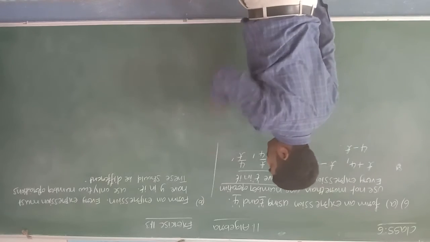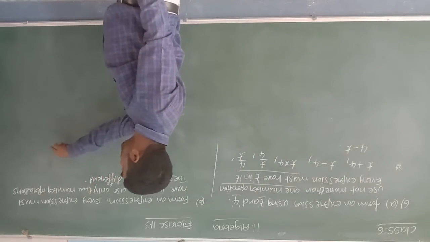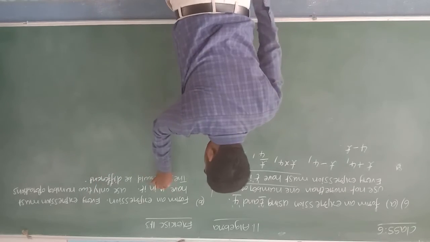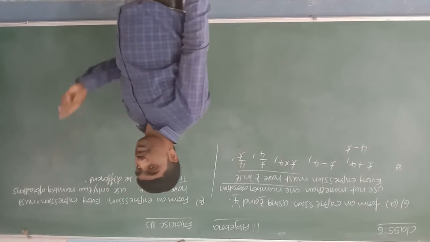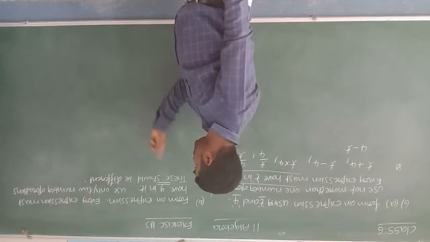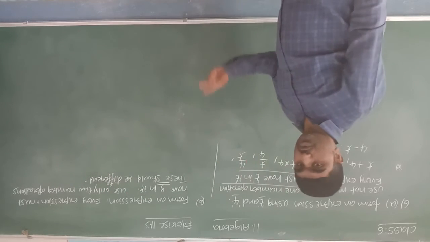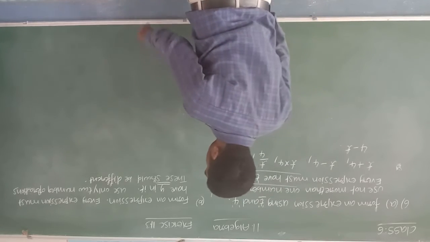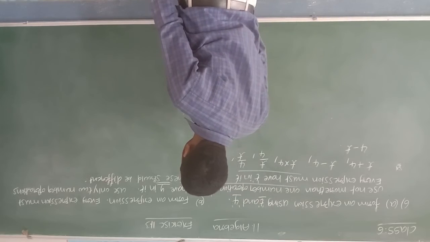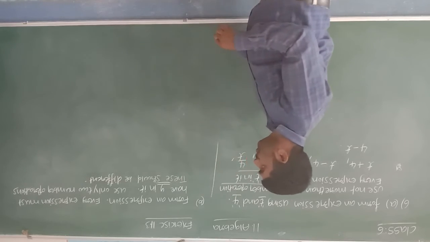Next you can see it here. Form an expression, every expression must have y in it. Every expression must contain y. Use only 2 number operations. We can use 2 operations this time. And those two operations must be different. So what did they give here?